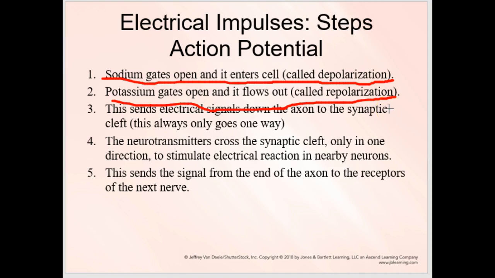This action potential goes down the axon to that synaptic cleft. It only goes one way, because if it goes 2 ways, it would confuse the signals. Reaches the end of the axon, the synaptic cleft releases neurotransmitters. Those neurotransmitters go across to the receptor, whatever that receptor is, nerve, muscle, gland, stimulates that nerve, muscle, gland to do its thing.